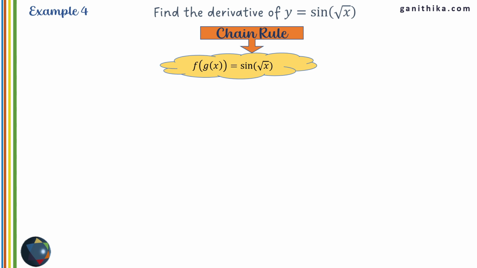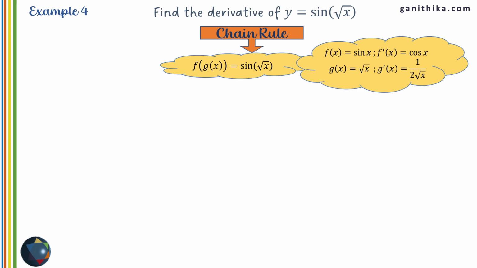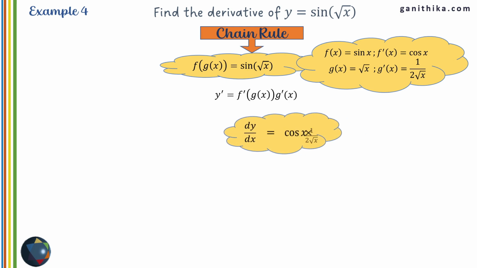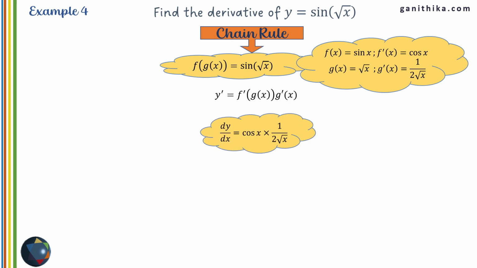So f of g of x is sine of root of x. So you know what is f of x and what is g of x. Sine of x is f of x. Its derivative will be cos. Root of x is g of x, therefore its derivative is 1 over 2 root x. All these things we know already. So we are keeping this ready and we are going to apply this in the formula. Y dash, which is dy dx, is derivative of f multiplied by derivative of g, right? So derivative of f is cos x. I just found that. Derivative of g is 1 over 2 root x. Is this correct? No. This is not right.